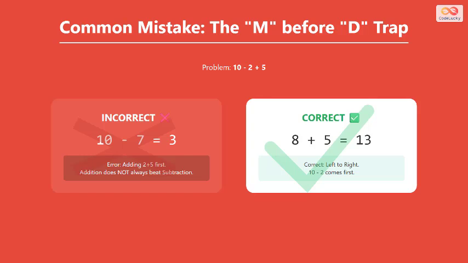A very common mistake happens with addition and subtraction. In the problem 10 minus 2 plus 5, you might be tempted to add 2 plus 5 first. This is wrong. You must go left to right. 10 minus 2 is 8. Then 8 plus 5 is 13.